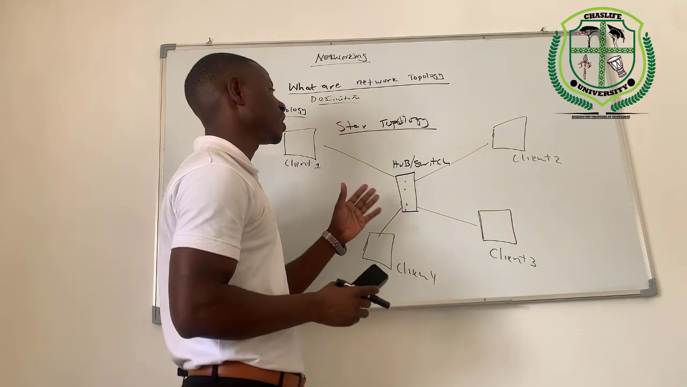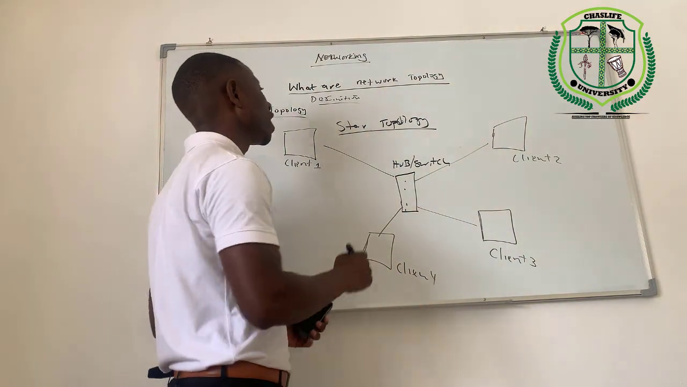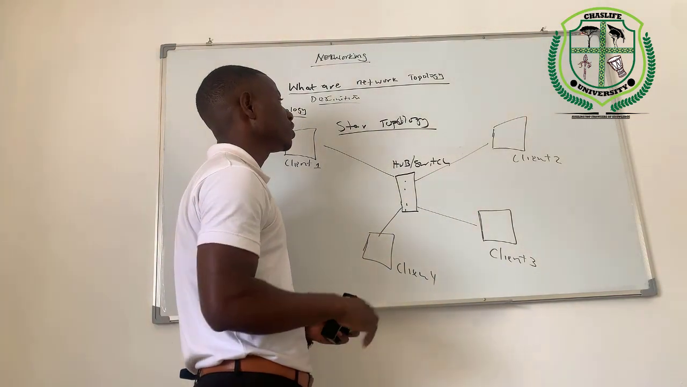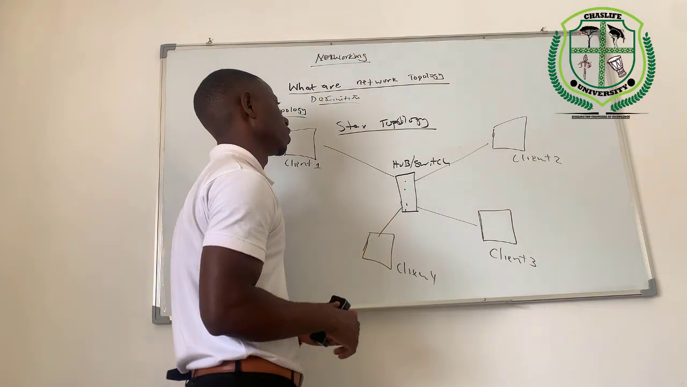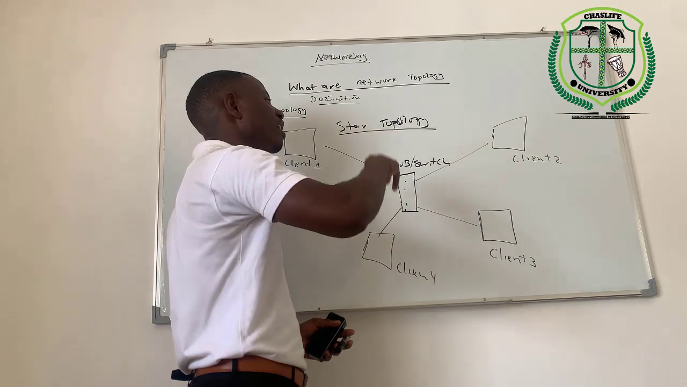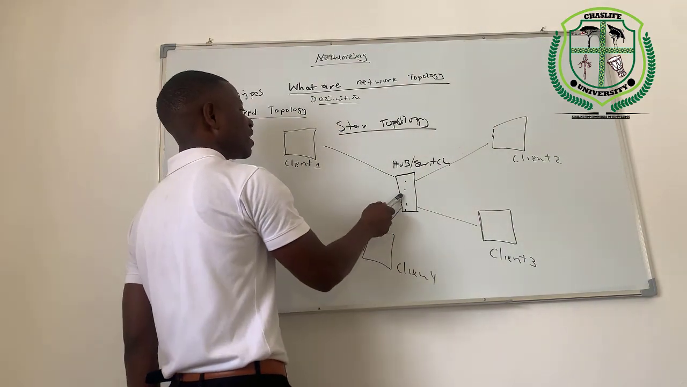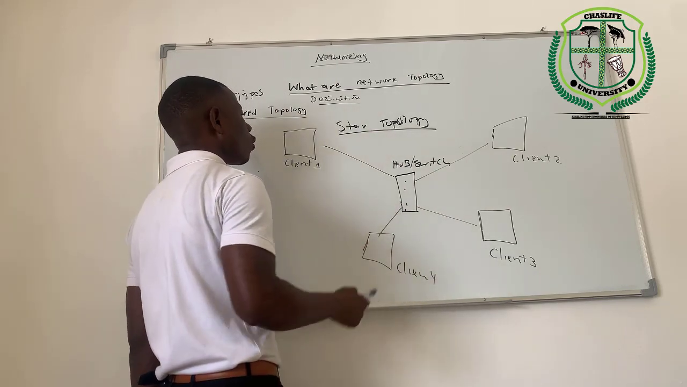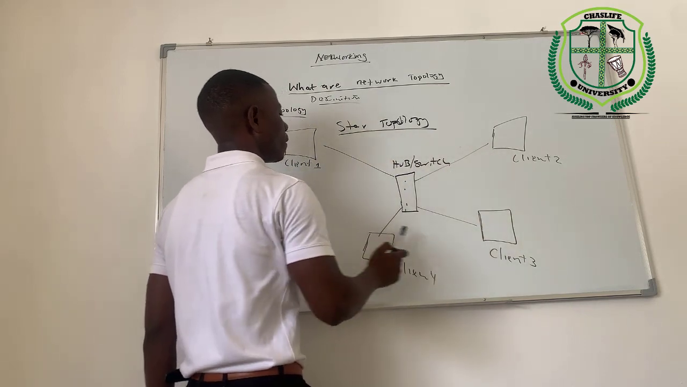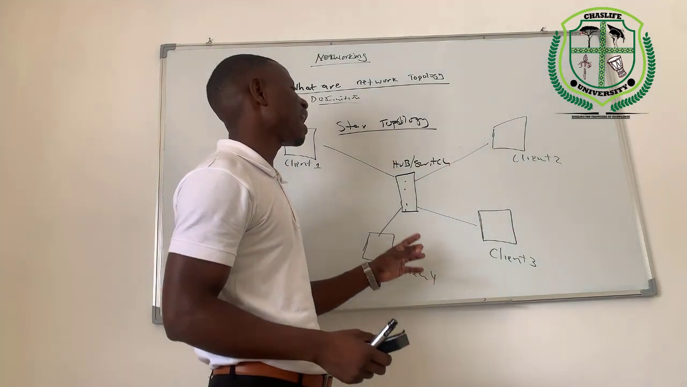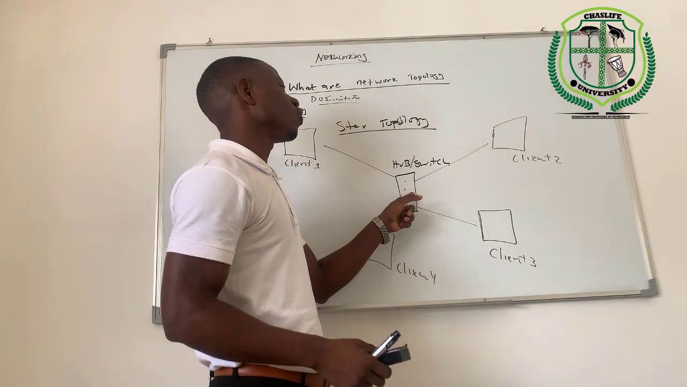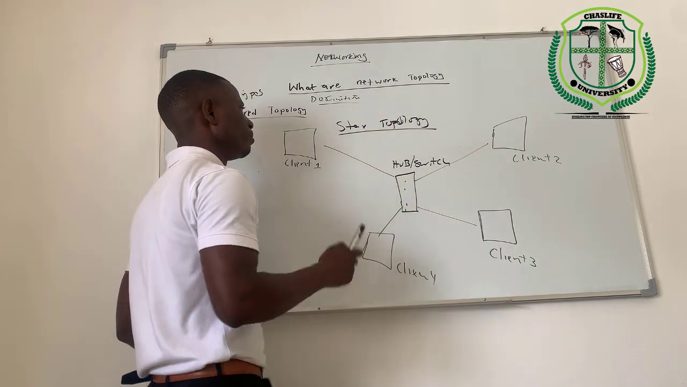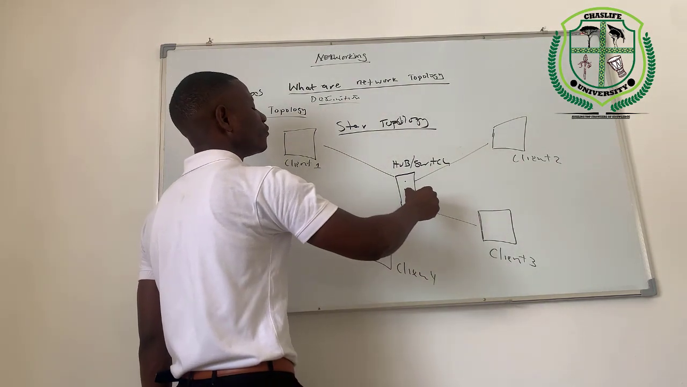When you look at this diagram, the only thing that we have at the center is the hub. Remember, we are dealing with star topology, which is one of the examples of wired topology. Under star topology, we have a hub at the center. You can either use the hub or you can use a switch. All these four computers are connected to this hub, meaning these four computers depend on this hub.